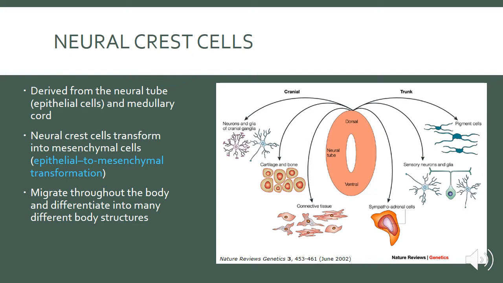A, because we have one cell type turning into another, but B, because cancer cells in some cases undergo the same transformation, although of course that's not what's happening in the embryo. And what this diagram is showing you is that the neural crest cells go throughout the body to form a variety of different tissues and organ systems in concert with other tissue types.